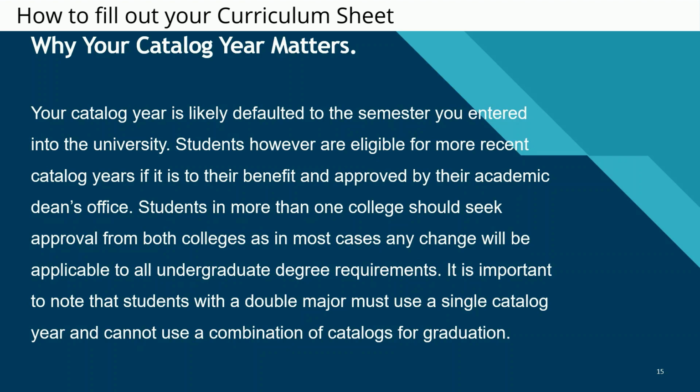Students, however, are eligible for more recent catalog years if it is to their benefit and approved by their academic dean's office. Students in more than one college should seek approval from both colleges, as in most cases any change will be applicable to all undergraduate degree requirements. It is important to note that students with a double major must use a single catalog year and cannot use a combination of catalogs for graduation.